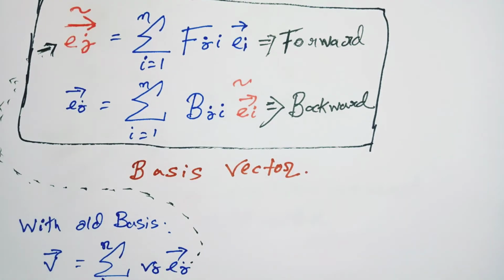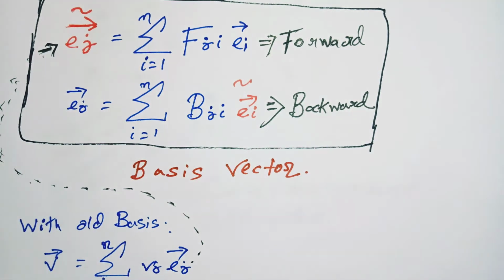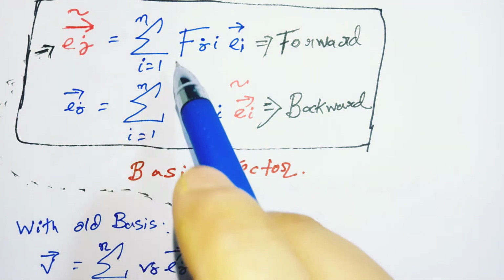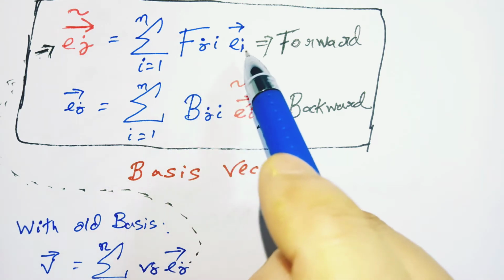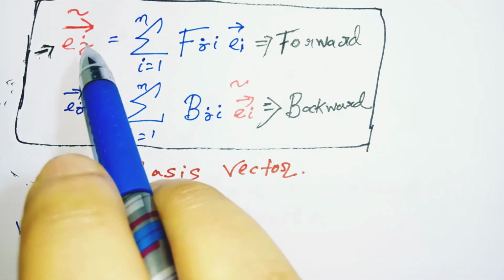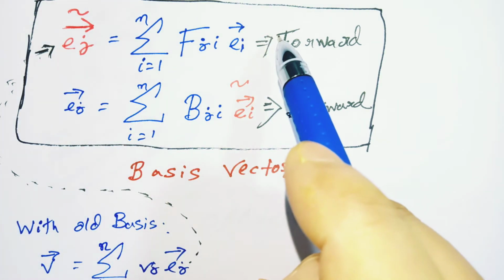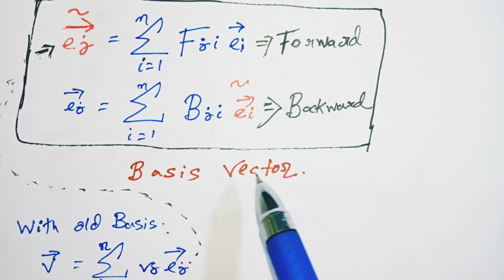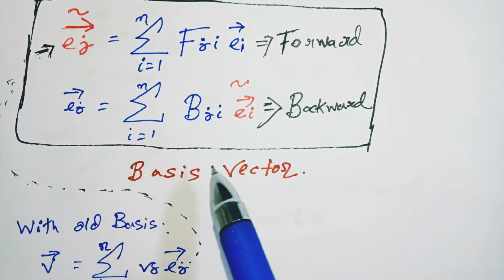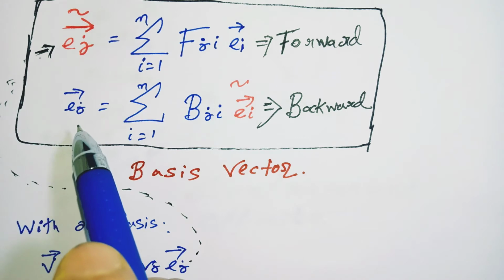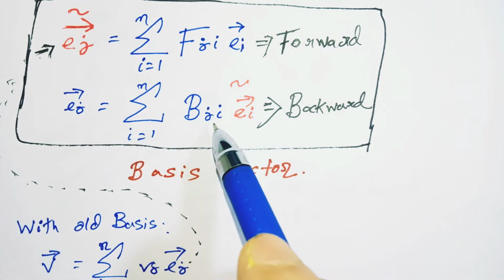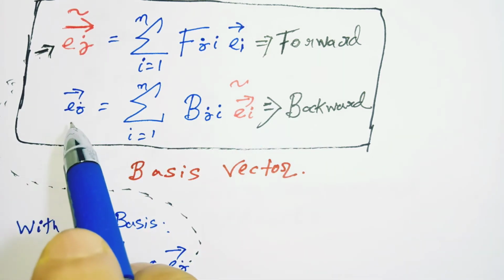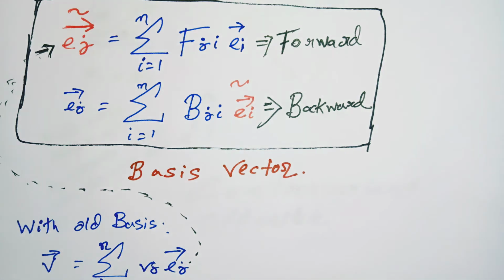Coming to the next part, we have already seen that the forward transformation can be used as a summation over i from 1 to n of F_ij times e_i, which gives the value of e_j tilde, the new one. So using the forward transformation we get the new basis vector. Mind it, this is for the basis vector, so don't get confused that this is for the old vector. For e_j tilde, the new basis vector, we use the backward transformation and get the old basis vector.